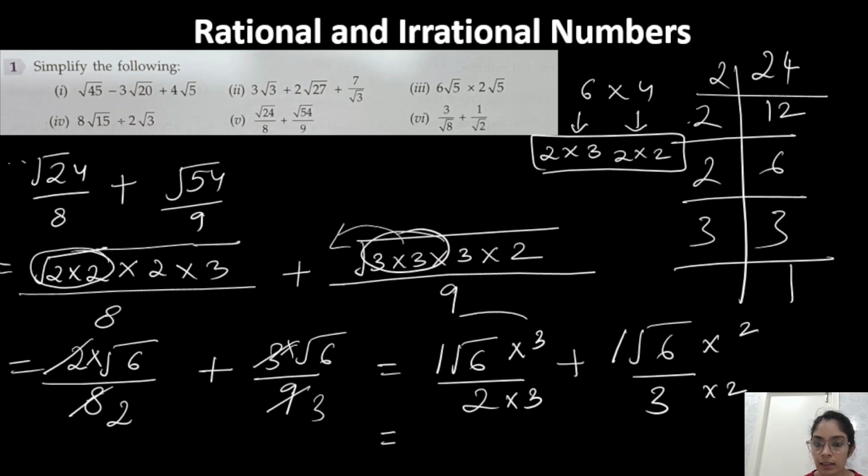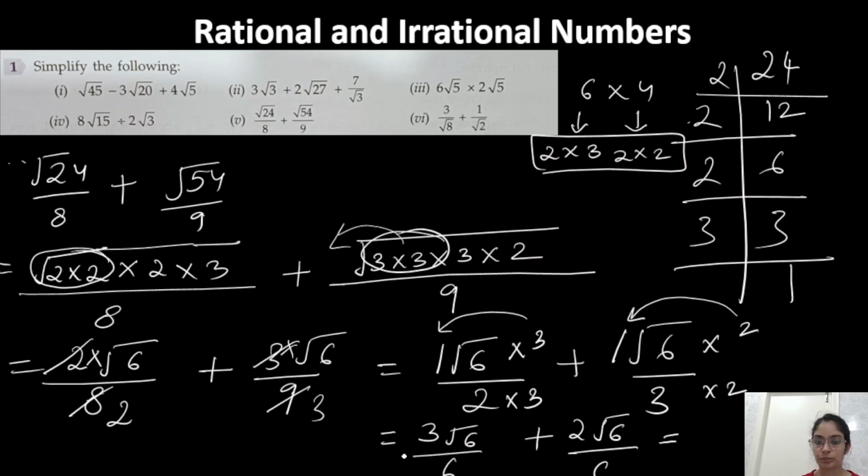So what we'll get? The outer number will multiply. Don't multiply this 3 with inside and make it root 18. No. So we'll multiply it with 1. So this will become 3 root 6 by 6. Plus this with 1 will multiply 2 root 6 by 6. 3 root 6 by 6 plus 2 root 6 by 6.